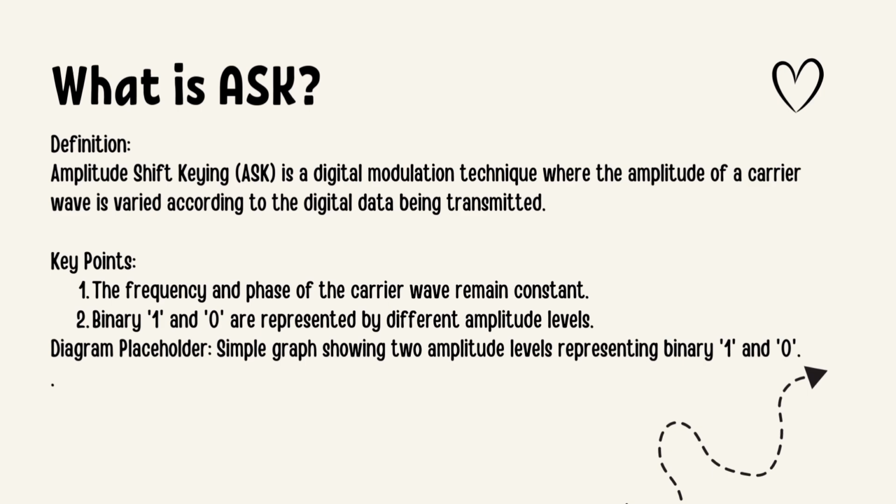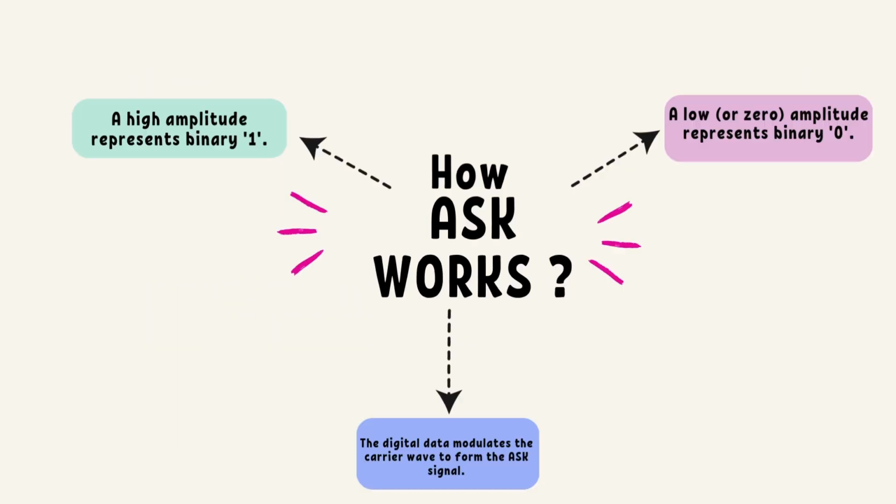Diagram placeholder: simple graph showing two amplitude levels representing binary 1 and 0. How ASK works: a high amplitude represents binary 1. A low or zero amplitude represents binary 0. The digital data modulates the carrier wave to form the ASK signal.